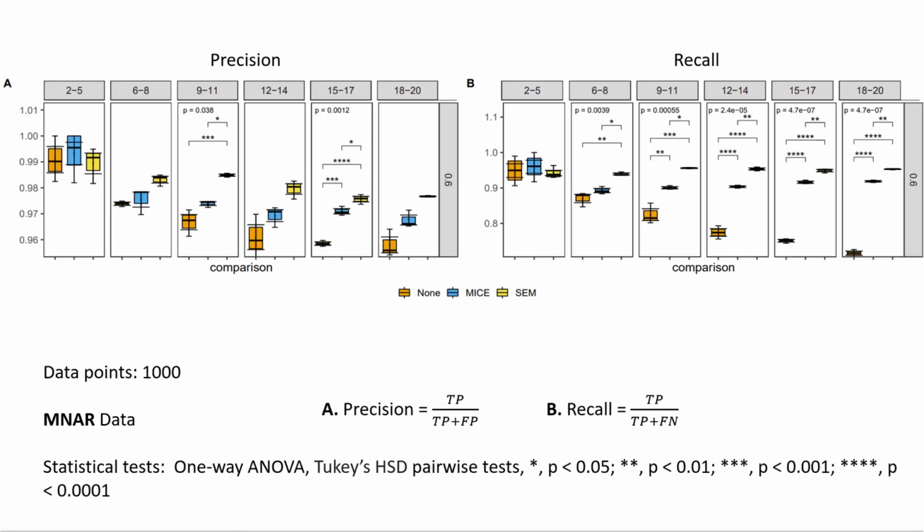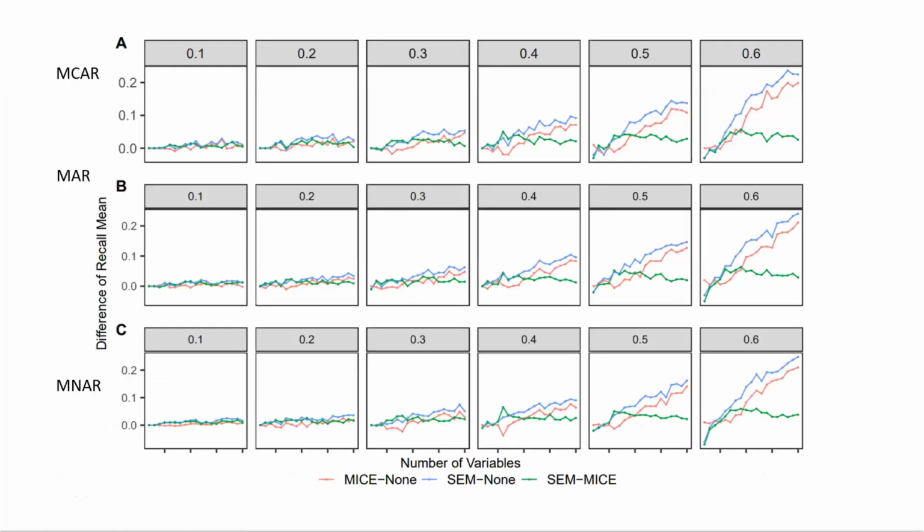The plot shows the case when there is missing not at random data and the missing proportion is 0.6. Both MICE and SEM approaches have better performance than doing nothing, and the SEM algorithm has the best performance in revealing the original structure. This conclusion is also consistent with 5,000 and 10,000 data points. Here we compare the difference of these 3 methods, mean of recall, under each missing mechanism when there are 1,000 data points.